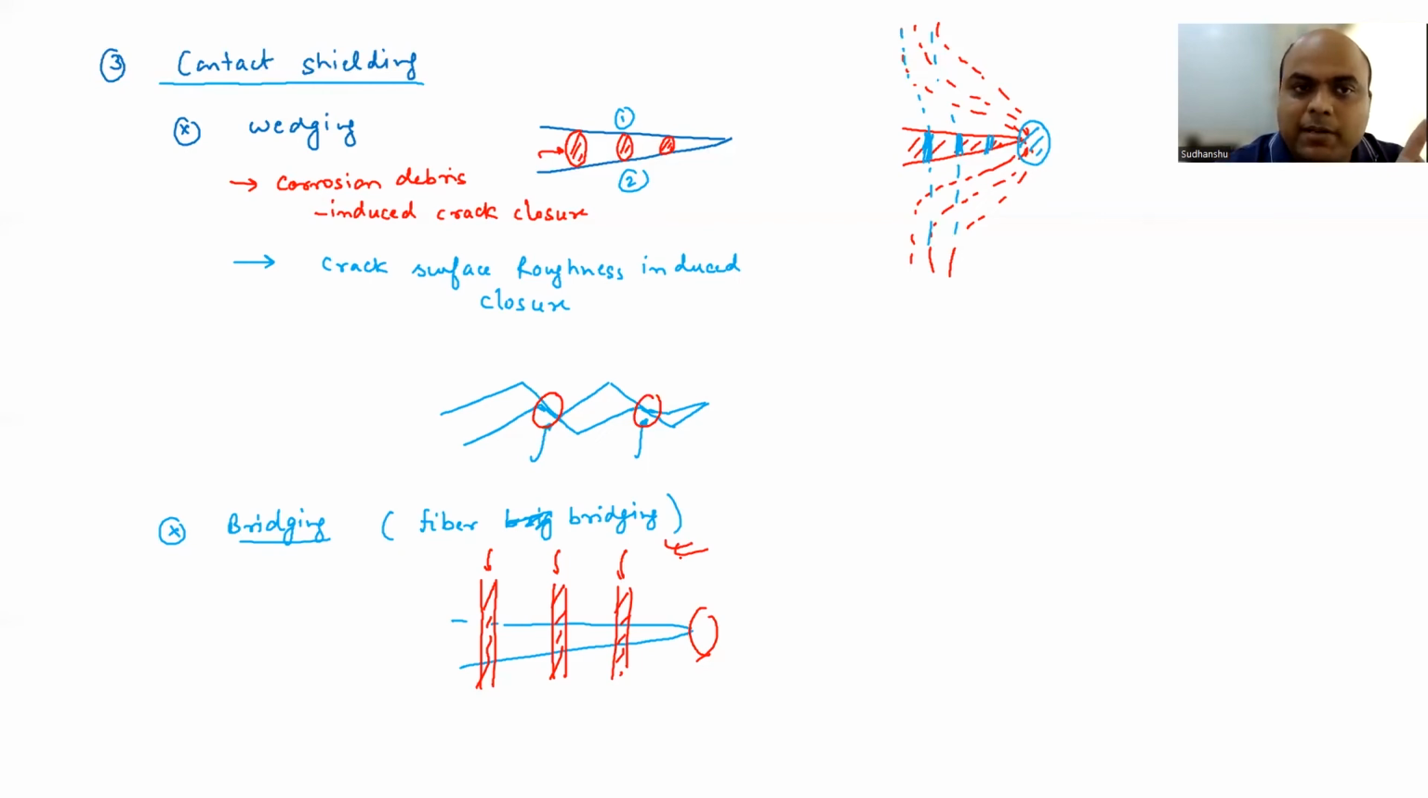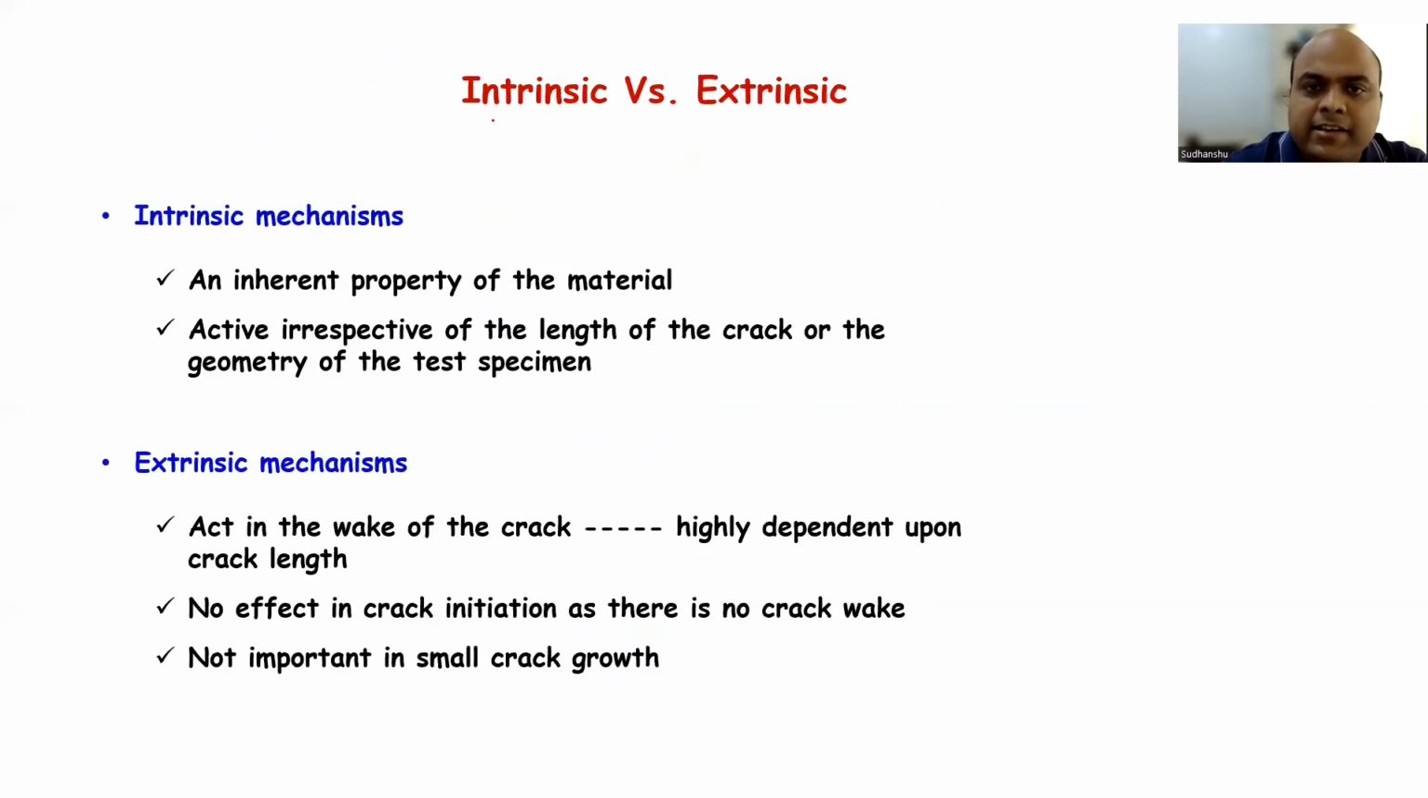Okay, so remember contact shielding is acting in the wake of the crack, right? Zone shielding is also acting in the wake of the crack and some also in front of the crack tip. And then crack deflection is also there, right? So these are the general mechanisms. Okay, so intrinsic and extrinsic. We discussed this before. Now we also know the overall toughening mechanisms.